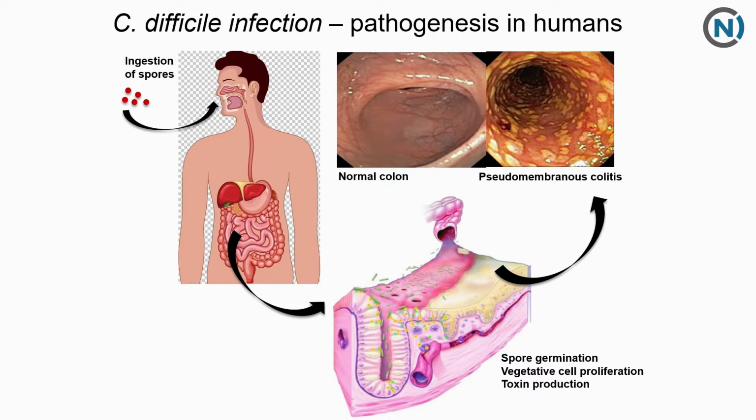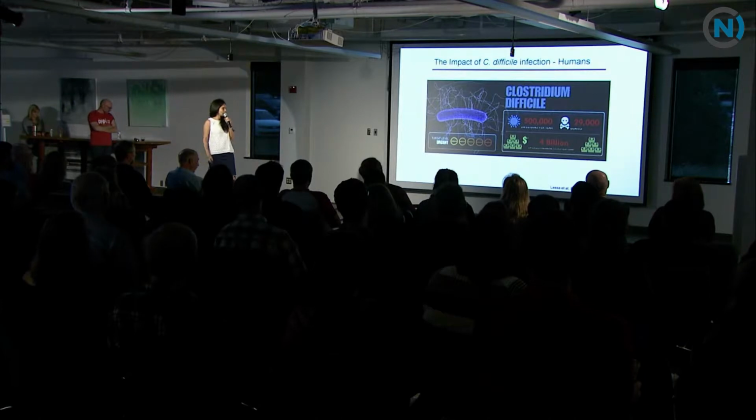And this is a colonoscopic image of a healthy colon versus a diseased colon, showing all these lesions in here. And the impact of C. diff infection in humans is huge. According to the CDC, it is an urgent threat to public health, and it causes over 500,000 infections, 29,000 deaths, and over $4 billion in medical expense every year.